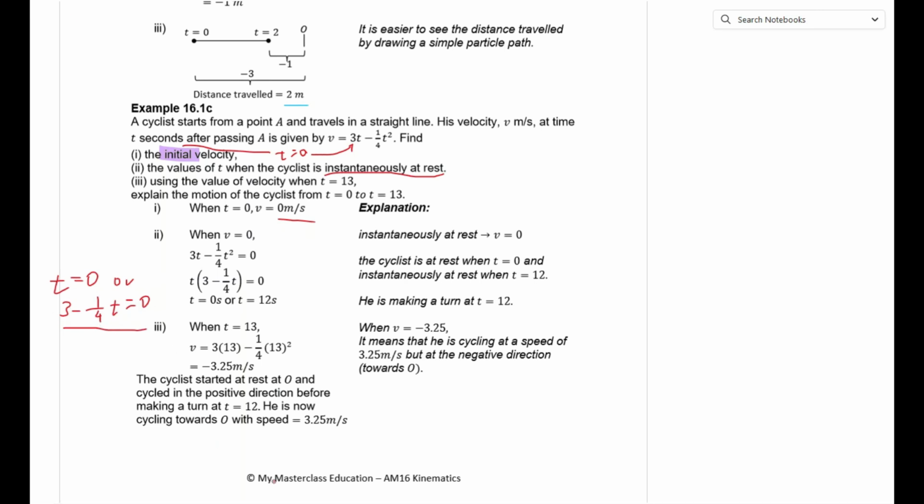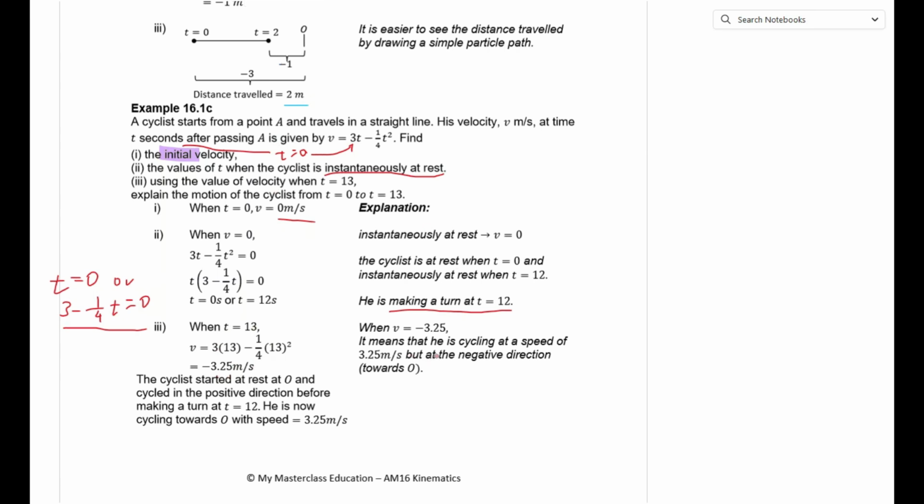It is good to note here that the cyclist is making a turn at t equals 12, because that's when it's instantaneously at rest, which means that the cyclist is changing directions. Finally, using the value of velocity when t equals 13, explain the motion of the cyclist from t equals 0 to t equals 13. Firstly, we will sub in t equals 13, and we'll get a velocity of -3.25 meters per second.